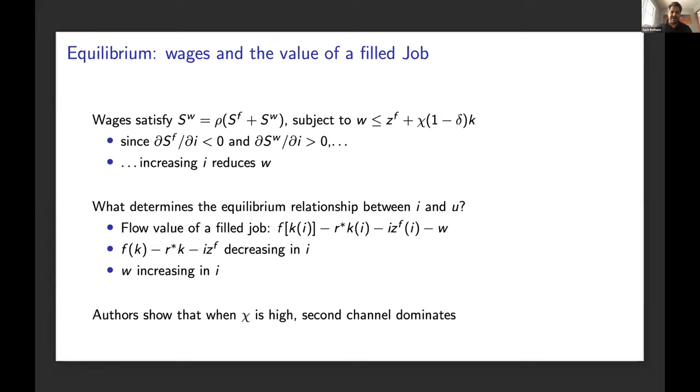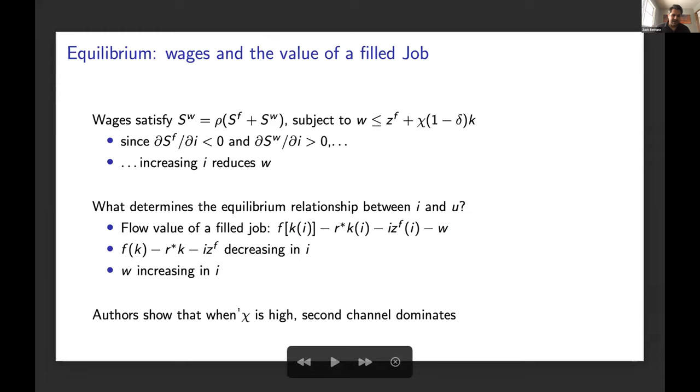If we then map back to unemployment, wages are still going down, but it's not obvious that unemployment goes one way or the other, or that it's good for firms even though they're paying lower wages. It depends on two forces. The first part of the value of a filled job is decreasing in inflation, but wages are also decreasing in inflation. Now it's a horse race, so it's a quantitative question which one wins out. I think I've explained the intuition for why this is important.